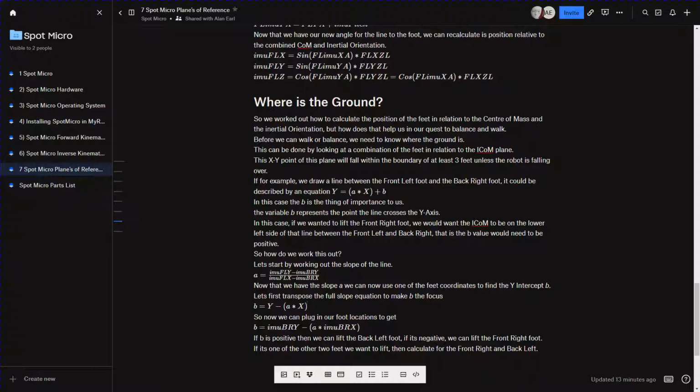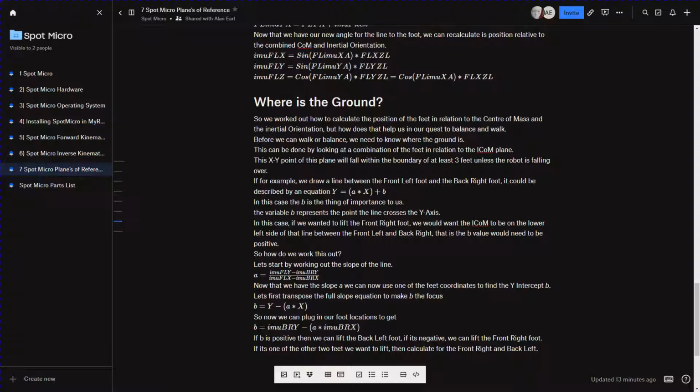Now, if that value is positive, then that means that the center of mass is actually below that line, and the weight of the robot is being rested between front left, back right, and the back left feet. We're safe to lift the front right. If it is a negative number, that means that the back left foot can be lifted.